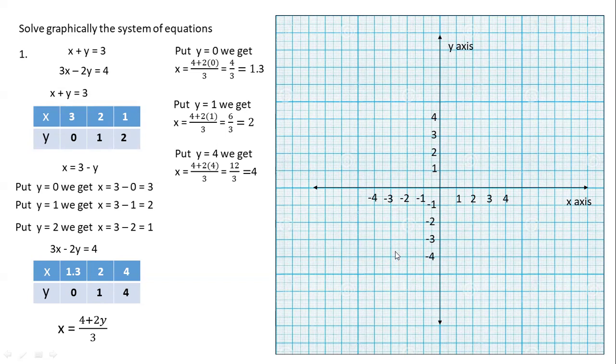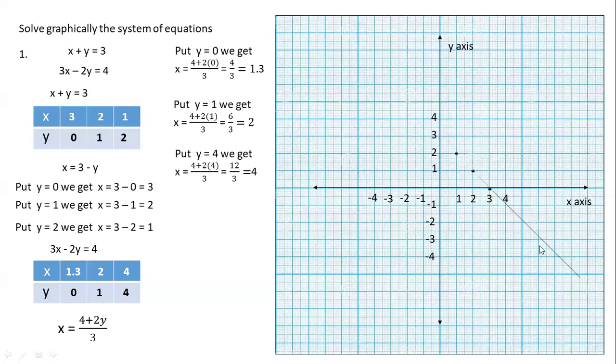Once this is over, next we take the first equation. Y is 0, x is 3. X is 3, y is 0 means the point should be here. So the first point should be here. Then next, x is 2, y is 1. So the point should be here. Then x is 1, y is 2. It should be here. Clear? So we have got these 3 points.